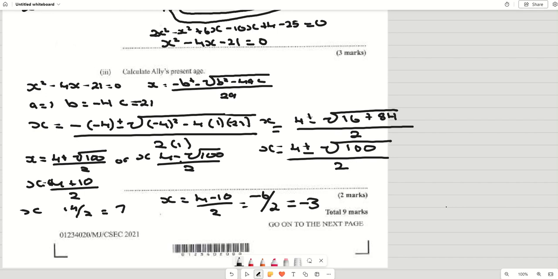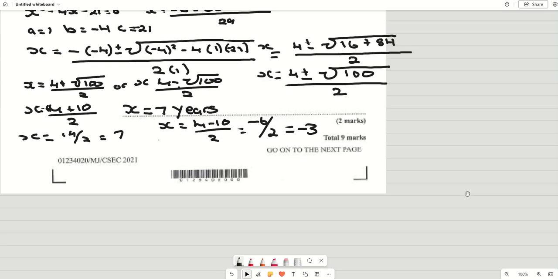Because you cannot be negative something years old, the most logical answer would be x, or Ali's age, is equal to 7 years. And that is how you would do the May/June 2021 question.